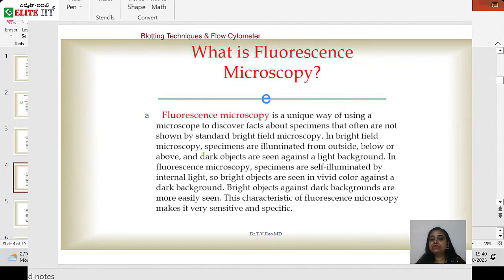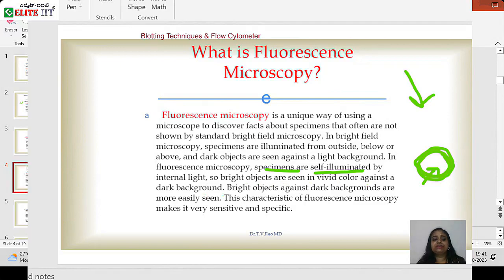Now, in bright field microscopy, specimens are illuminated from the outside, below, or above, and dark objects are seen against a light background. And in fluorescent microscopy, specimens are self-illuminated. So in this case, whatever cell you want to analyze, in that cell there should be some fluorescent compound. A fluorophore should be there, then only you can get it. So specimens are self-illuminated here, whereas in conventional microscopy you are putting light on the specimen. Illuminated by internal light, bright objects are seen in vivid color against a dark background.